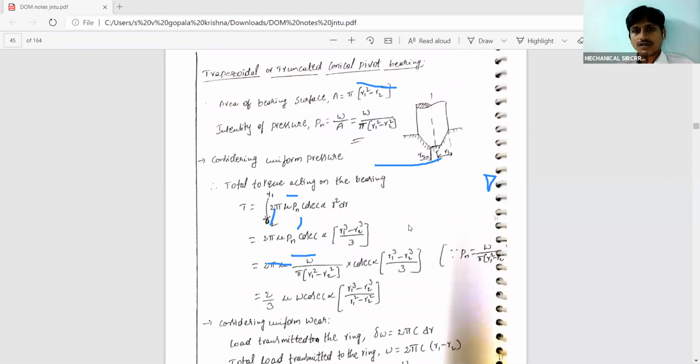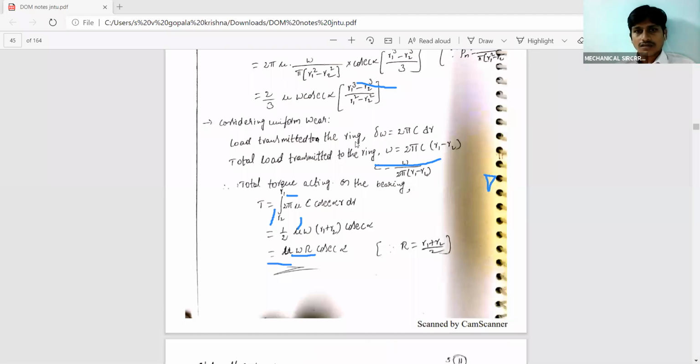Similarly, let us take uniform wear. From the uniform wear point of view, what are the steps? Load transmitted on the ring is 2 pi c dr, and the total load is the integration of that value. So 2 pi c into the integral, with limits r1 to r2, so r1 minus r2 is there. From that, the c value is w by 2 pi (r1 minus r2).